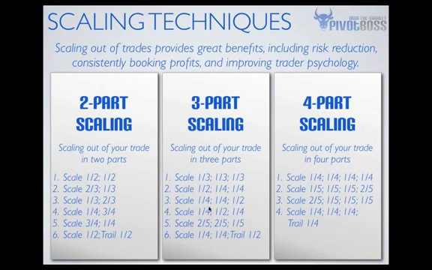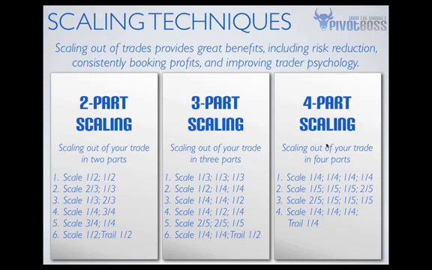That's usually my preferred approach. The other thing I can do is go 2/5, 2/5, 1/5. So I'll do this one at a high probability target, this one at another potentially high probability target, and let the last be a flyer.